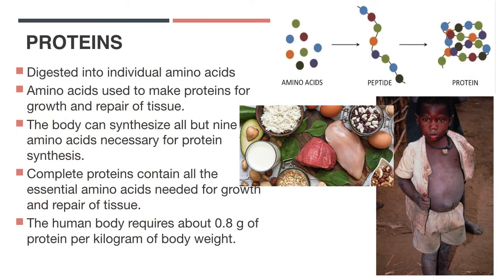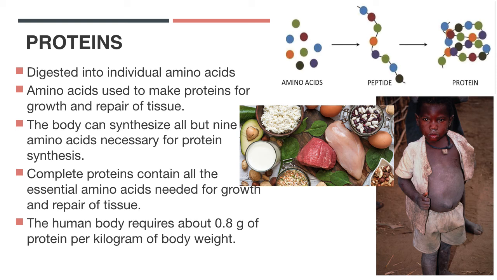Another type of biomolecule that we're going to talk about are proteins. Proteins are made up of little things called amino acids. A bunch of amino acids together make a peptide, and a series of peptides together make a protein. There are 20 different types of amino acids, and these are important for the body to use because it uses them to make proteins in order to be used for growth and repair.